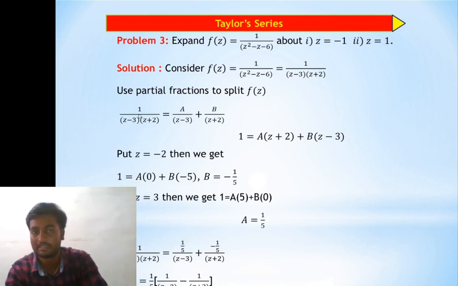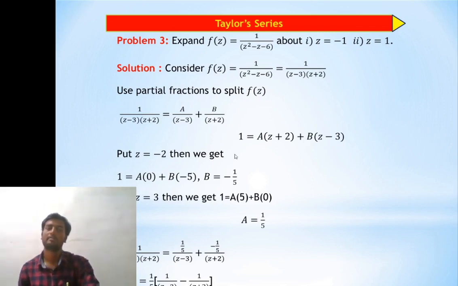Then your LCM is (z minus 3)(z plus 2). Now a into (z plus 2) plus b into (z minus 3). So LCM, this term gets cancelled, then you get 1 equal to a into (z plus 2) plus b into (z minus 3). Now you put z equal to minus 2. If you put z equal to minus 2, this term is 0. Then here minus 2 minus 3 is minus 5. Minus 5b equal to 1. That means b equal to minus 1 by 5.